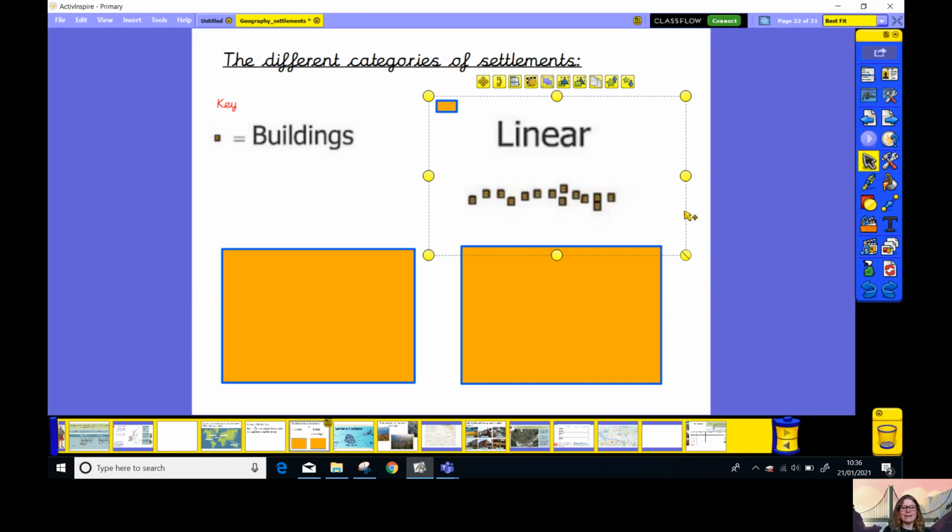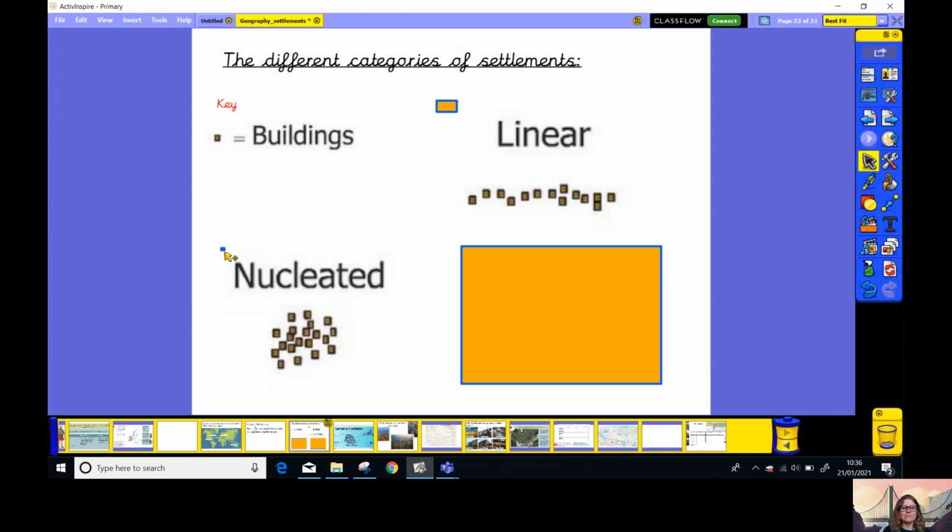First of all, we have a linear settlement here. This means that the buildings, if you notice, are along a line. Do you see the word line in linear? This is a nucleated settlement. Can you see all the buildings are gathered around one spot, like the nucleus of something, the middle?